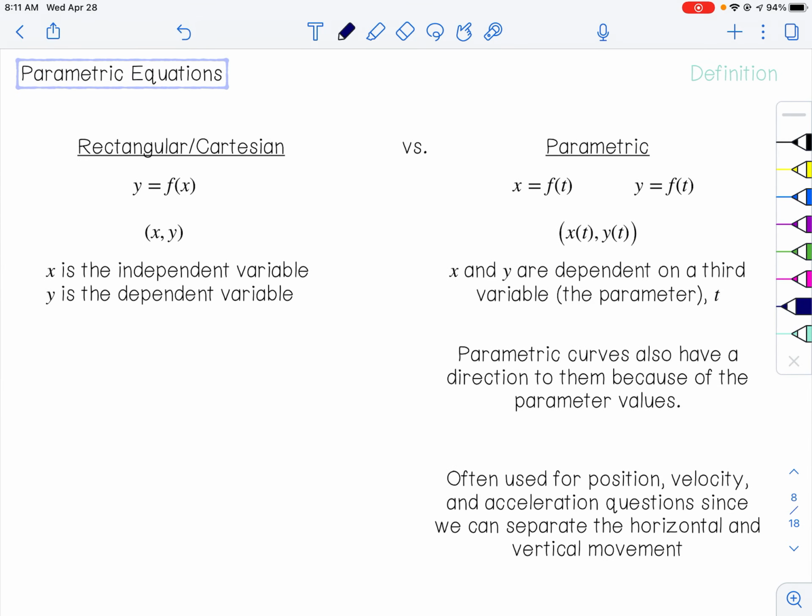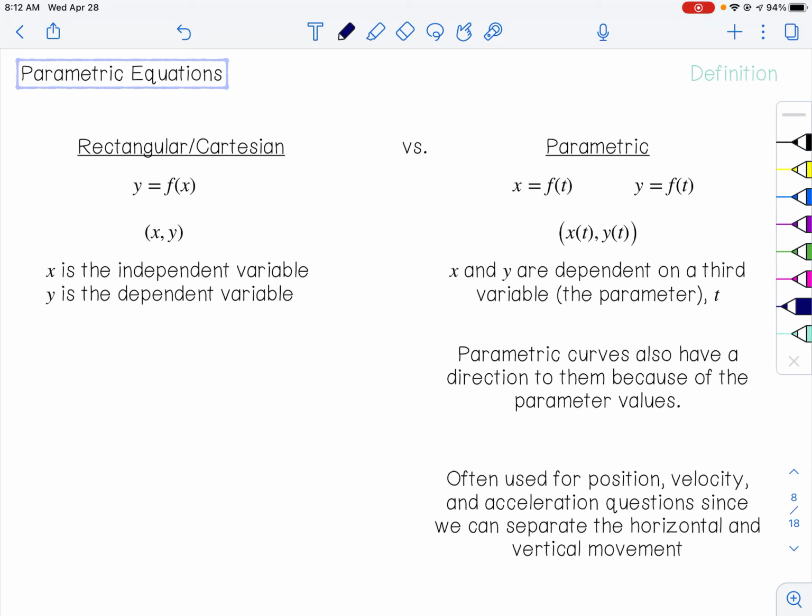So let's talk about parametric equations. Parametric equations, just like polar equations, are a different way to graph. They're a different coordinate system. So our rectangular and Cartesian coordinates, what we're used to graphing with, right? We have equations like y equals f of x. Our points are graphed as an x comma y, where x is the independent variable, y is the dependent variable.